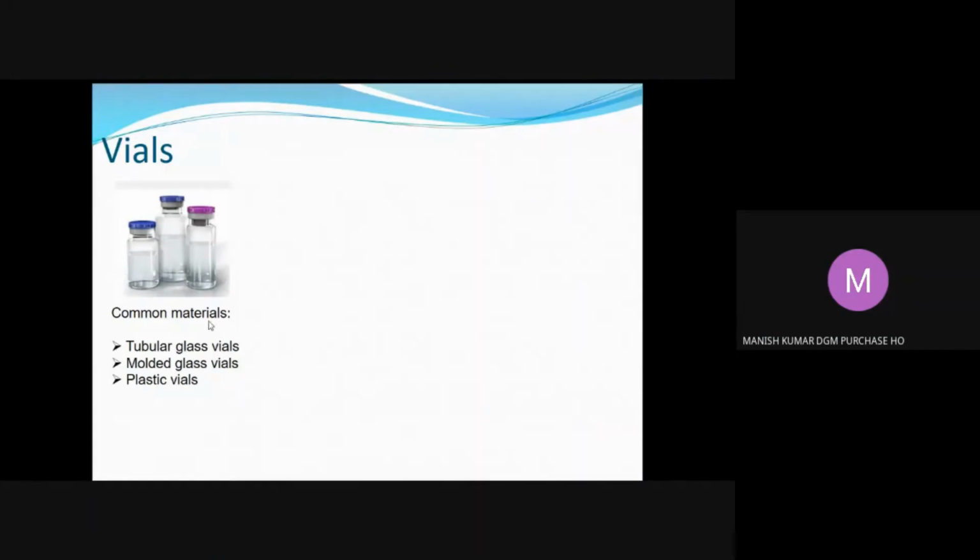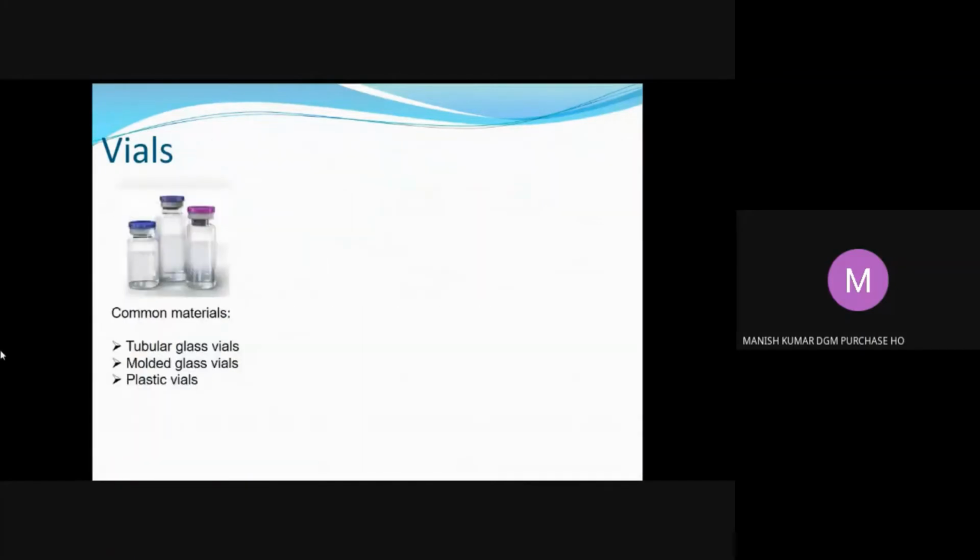Now people are using plastic vials also, but in India very few people are using them. Mostly we use tubular glass and molded glass. The glass type normally used is type 1. And if your product is compatible and gives the required shelf life in type 3, people use type 3 vials also.